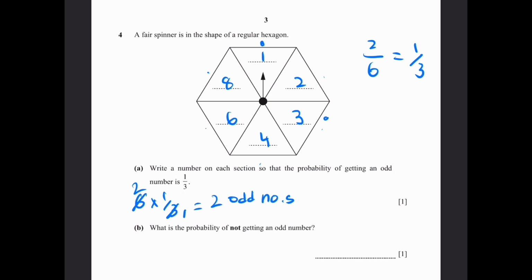B. What is the probability of not getting an odd number? 1 minus 1 by 3, which is equal to 2 by 3.